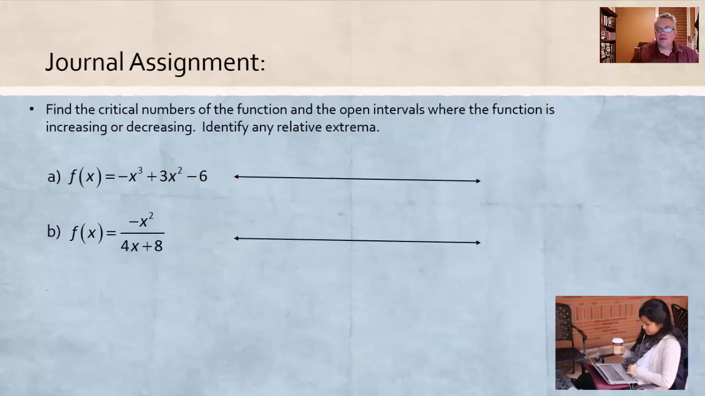Okay, wow. Now, I have two examples for you for the journal assignment. You can use your calculator to find derivatives and certainly to evaluate them if that helps you. First one's a cubic function. The second one is a rational function. Find the critical numbers. Remember, for part B here, you also have to include where the vertical asymptote is. And find the intervals where the function's increasing or decreasing. And let me know if there's any relative maximum or minimum. Okay, you can do it. Good luck.